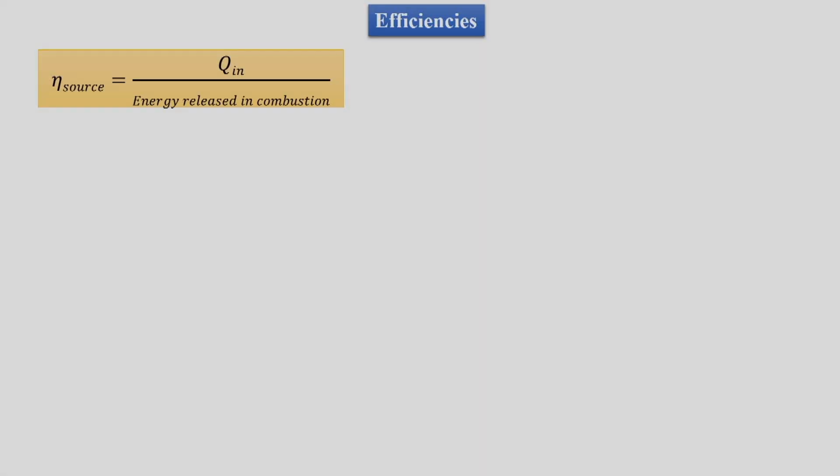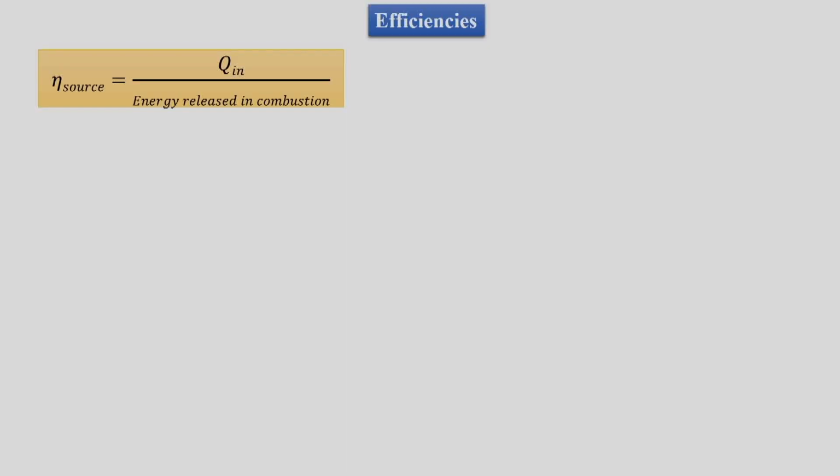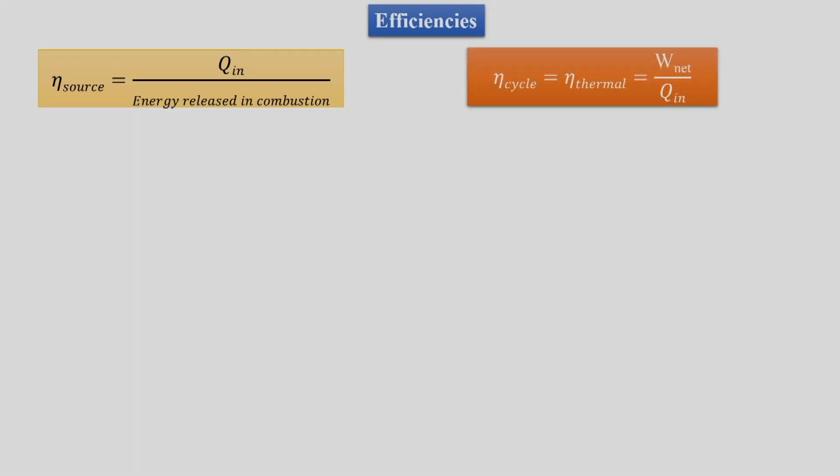So then we have efficiencies. Then we have source efficiency. Source is something like coal or oil, where source efficiency is Q in upon energy released in combustion. This is source efficiency. Then we have cycle efficiency, as what we have seen. Cycle efficiency is W net upon Q in.